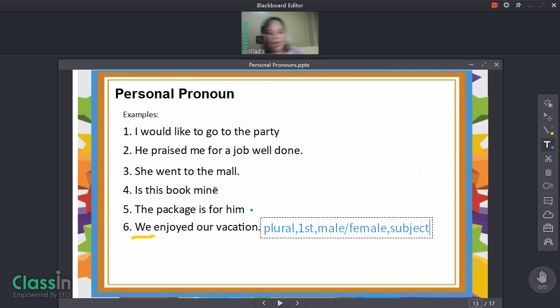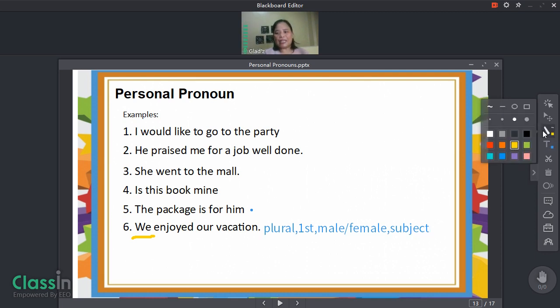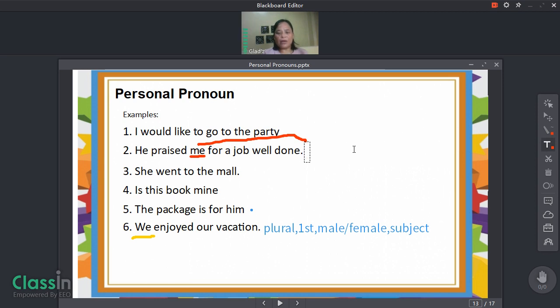Let's go back to number 2. We have still a personal pronoun used in number 2. Aside from the he that we answered a while ago, we have the pronoun me. Let us identify this pronoun me. Is it plural or singular? This is singular. And what person is me? It is used in the first person.